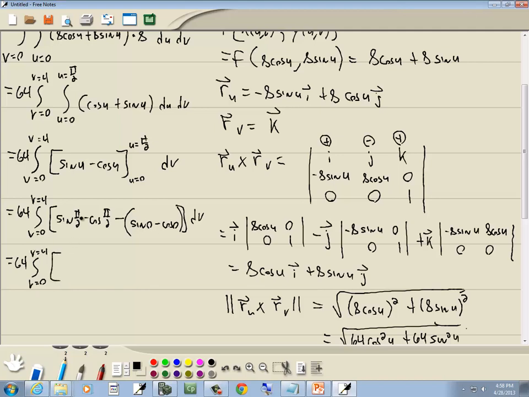Well, sine of pi over 2 is 1, minus cosine of pi over 2 is 0, minus sine of 0 is 0, minus cosine of 0 is 1, dv. Okay, zeros drop away, and we've got a negative, negative 1. That gives us positive 1, so that gives us 2. We can put that out in front. And we've got 64 times 2, from v is equal to 0 to v is equal to 4, of dv.